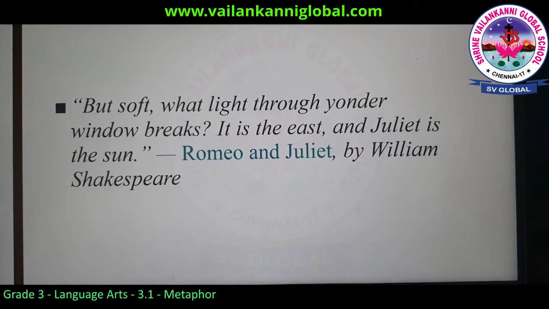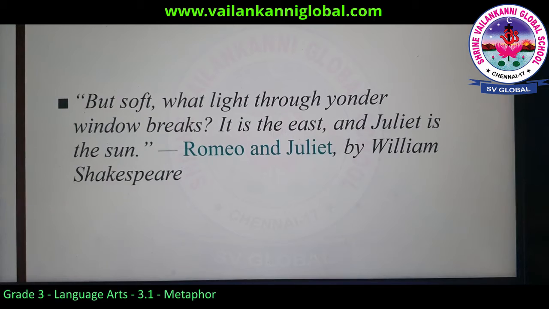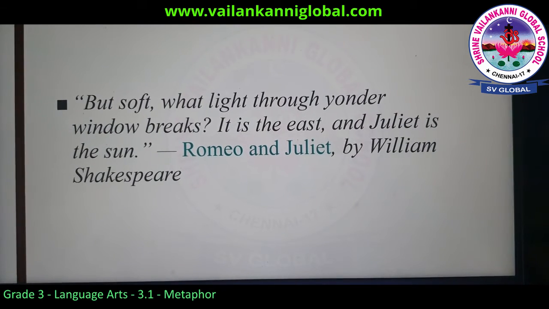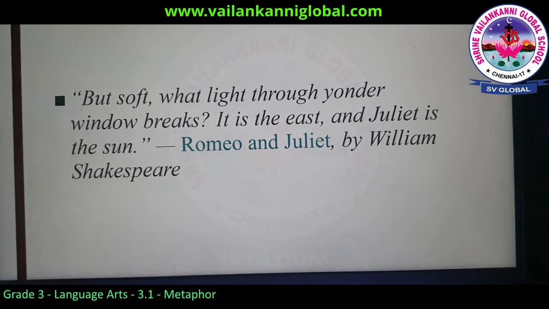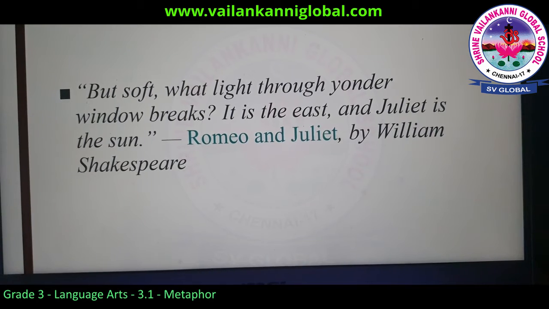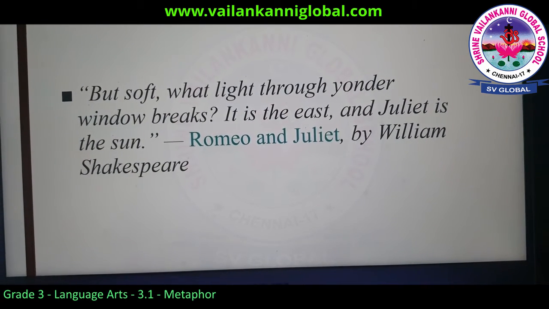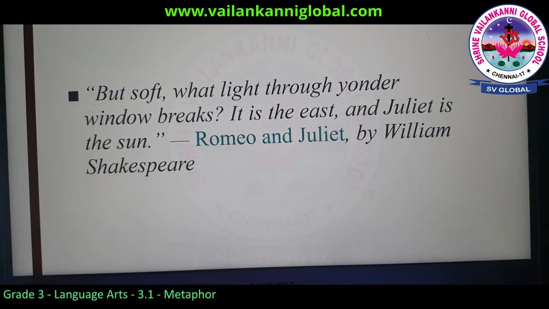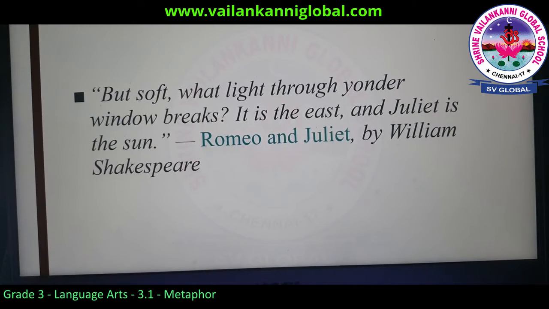From Shakespeare's play, there is a famous line, "But soft, what light through yonder window breaks? It is the east and Juliet is the sun." Romeo and Juliet by William Shakespeare. The metaphor is a part of a declaration of love. By calling Juliet the sun, Romeo suggests she is the center of everything. This is far more dramatic than just saying he loves her.